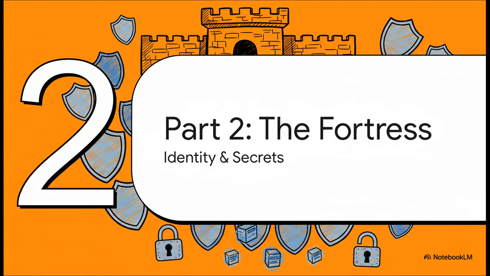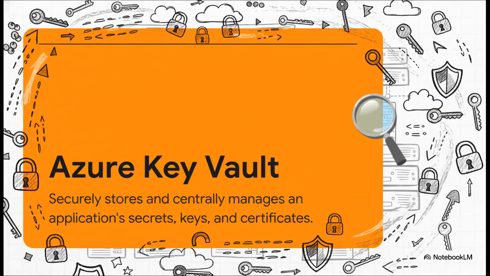Okay, so our app is running. It's got a place for its data, but right now, it's got the doors wide open. It's completely exposed. So let's build a fortress around it. We need to carefully manage who gets in and how the app handles sensitive stuff like passwords and connection strings. So the first rule of application security is: you do not store passwords or secrets in your code, ever. Instead, we put all our secrets, our keys, our certificates, all that good stuff, into a highly secured digital safe called Azure Key Vault. It keeps everything locked down and in one central place.